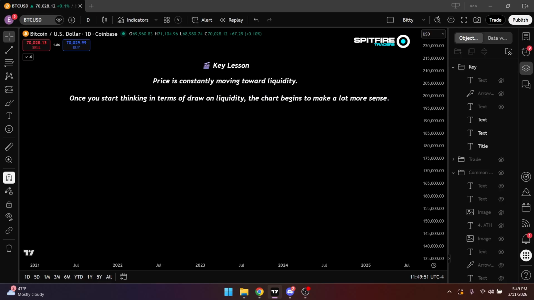Instead of reacting to every candle, you start asking a much more important question. Where is price likely trying to go next? Practice identifying liquidity pools on your charts. Watch how price reacts when those levels are swept, and you'll begin to see these patterns appear again and again. You are simply following the logic of how the market moves.